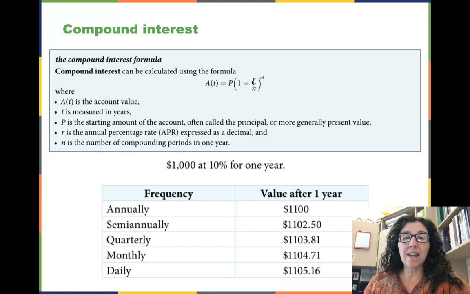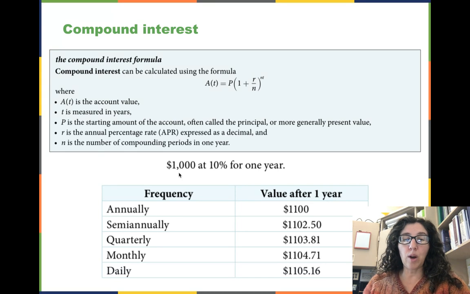R is the annual percentage rate or APR. You might have heard that phrase, APR. That's your annual percentage rate. And N is the number of times that it's compounded in 1 year. So we'll do some examples. That's a lot of different things to keep track of. Okay, and N shows up twice, right?